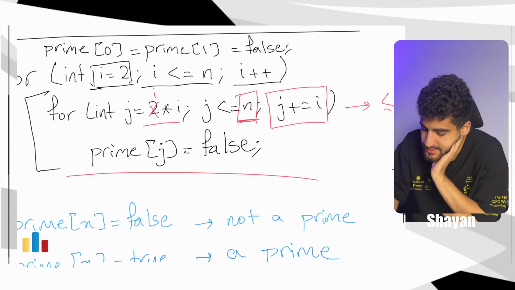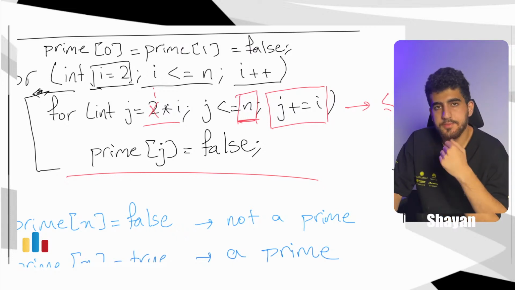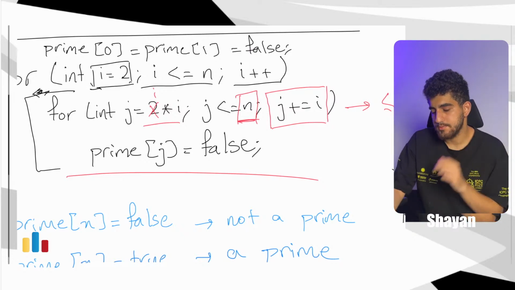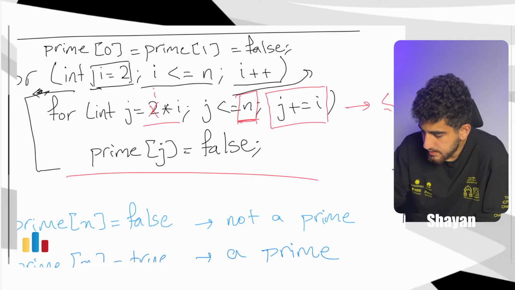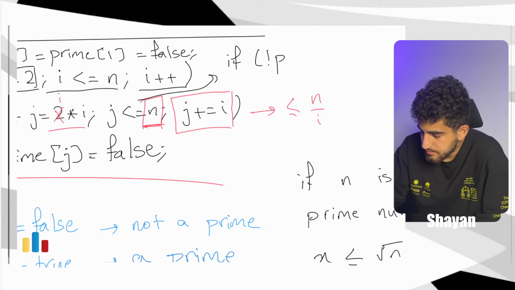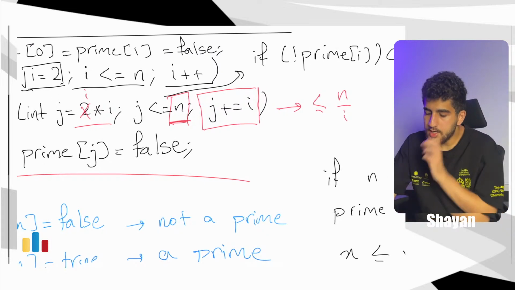So what I'm saying is that if the number was not a prime number, you would skip it. So you only go over i's that are prime. You say that if i was not prime, you would continue. And you would start from i times i.